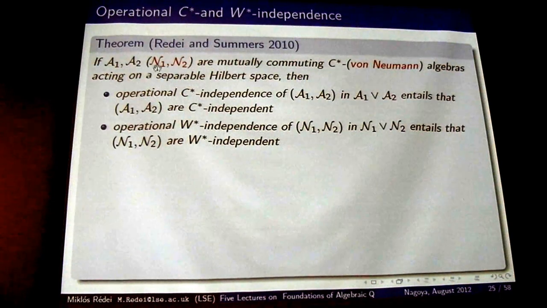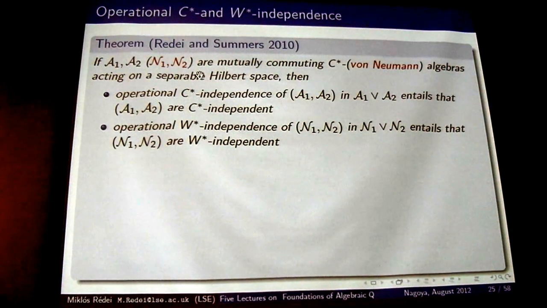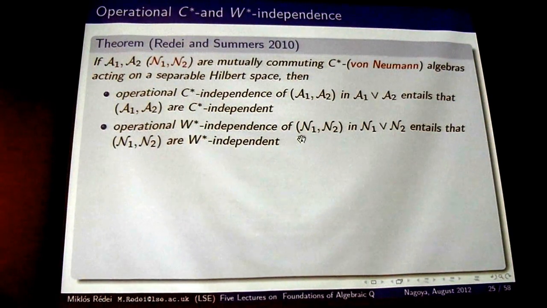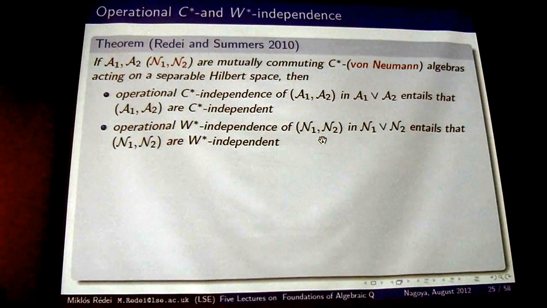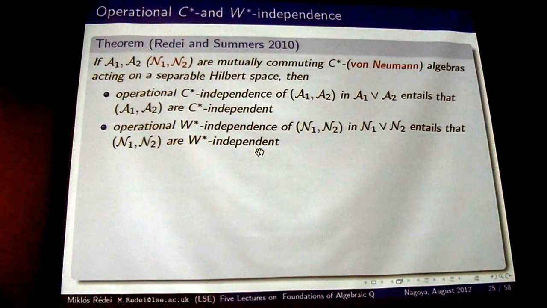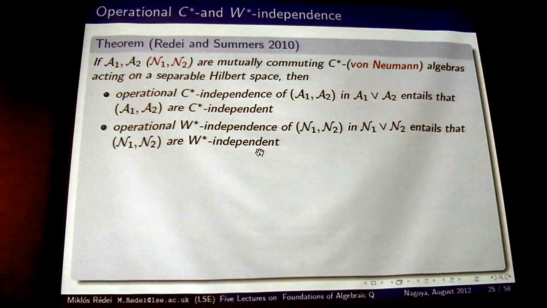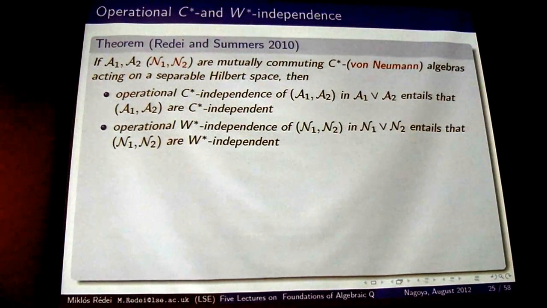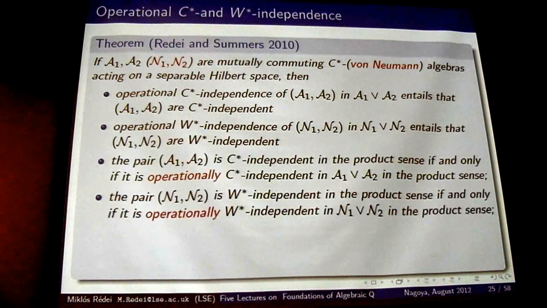Okay, and this is the case also for W-star independence and W-star operational independence. Namely, if you have two mutually commuting von Neumann algebras in a separable Hilbert space, then operational W-star independence of the two entails that the two are W-star independent. So the operational independence in C-star and W-star sense entails C-star and W-star independence.